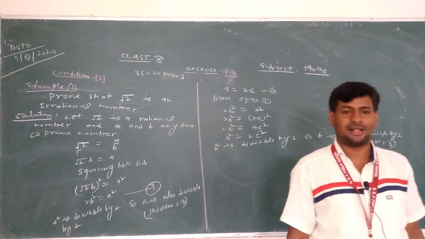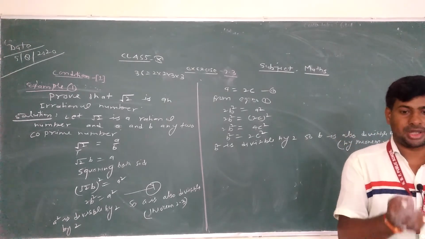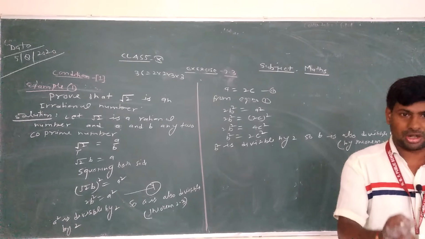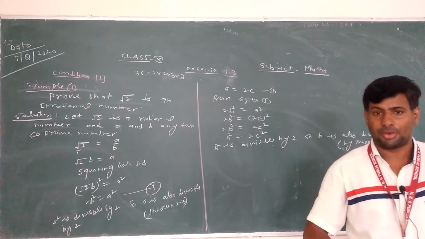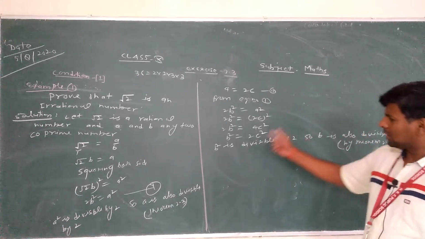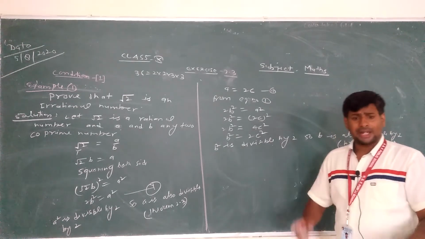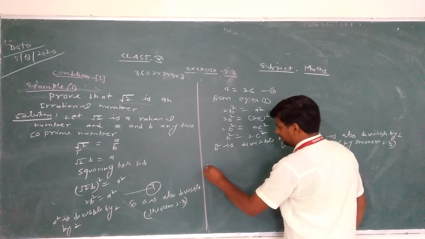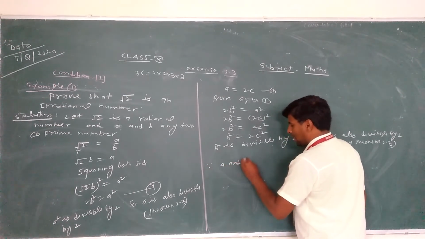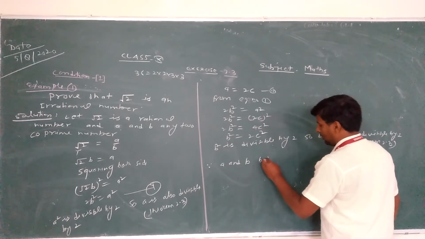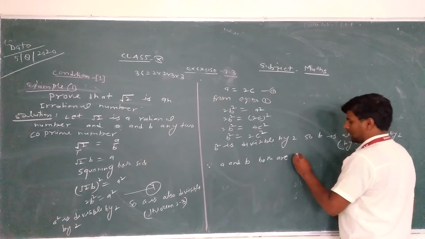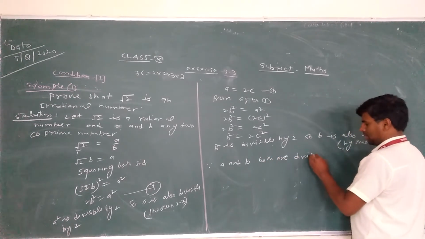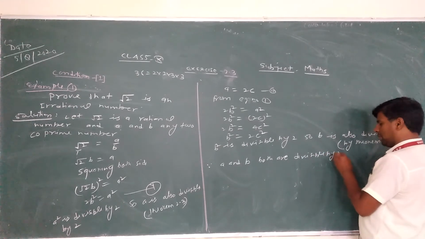But all of you know that if root of 2 is a rational number, then a and b both must be co-prime numbers. If both numbers are divisible by 2, it means a and b are not co-prime. So लिखेंगे such that a and b both are divisible by 2.